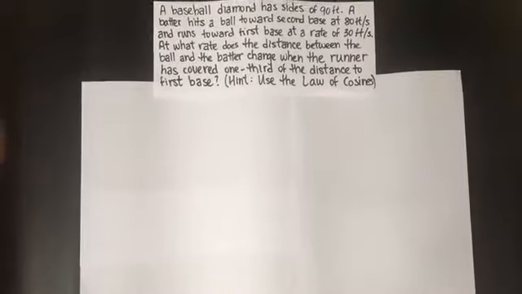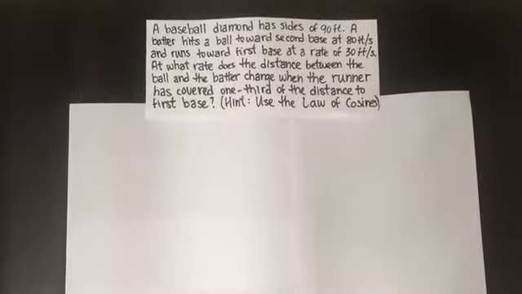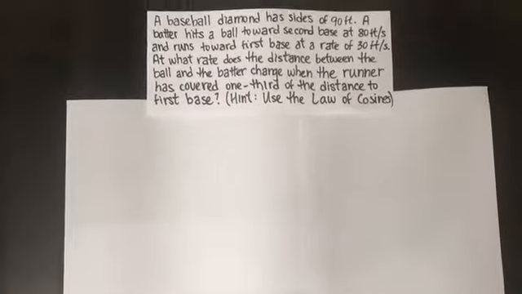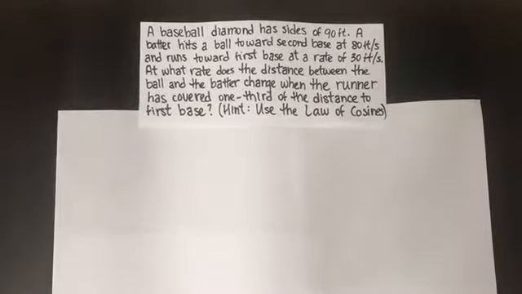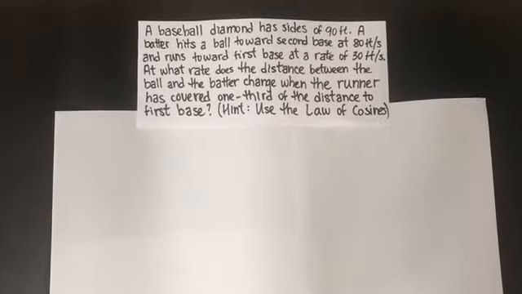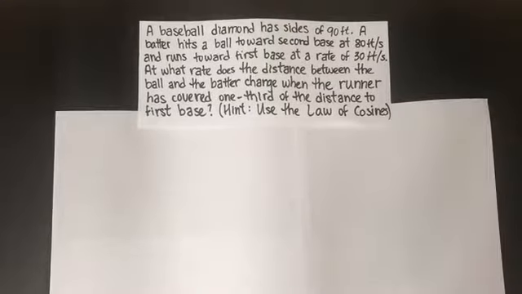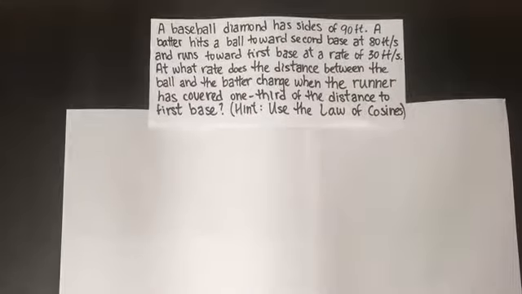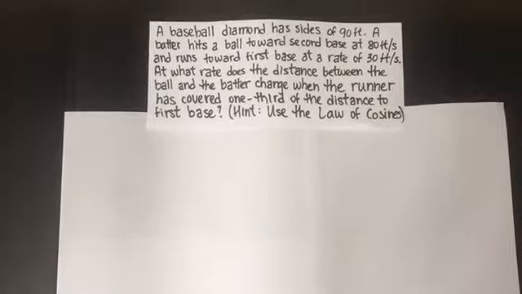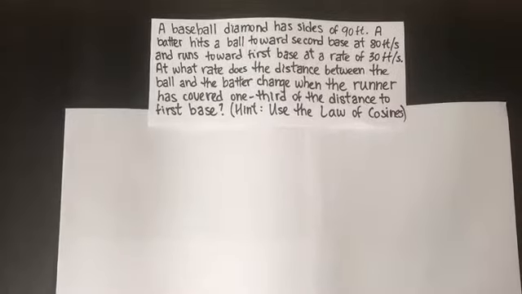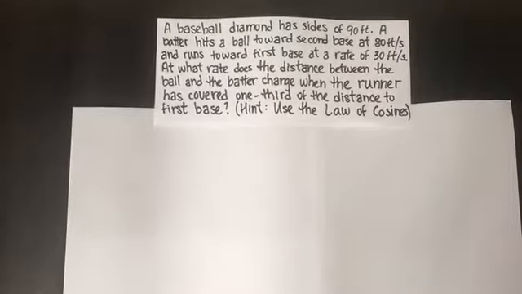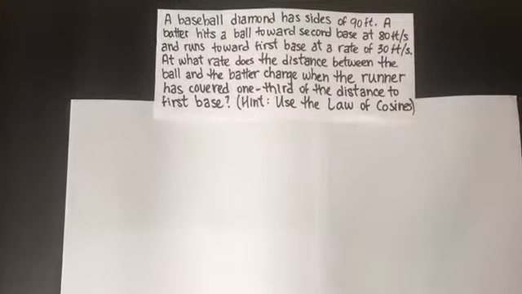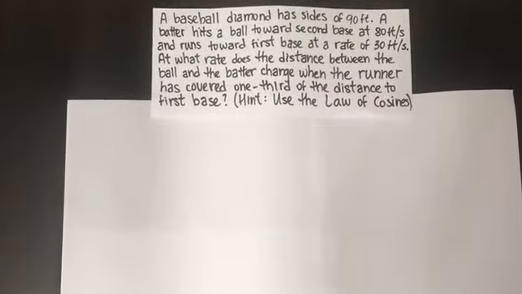Step number 1: read and annotate the problem. The problem says, a baseball diamond has sides of 90 feet. A batter hits a ball toward second base at 80 feet per second and runs toward first base at a rate of 30 feet per second. At what rate does the distance between the ball and the batter change when the runner has covered 1/3 of the distance to first base? Hint: use the law of cosines.